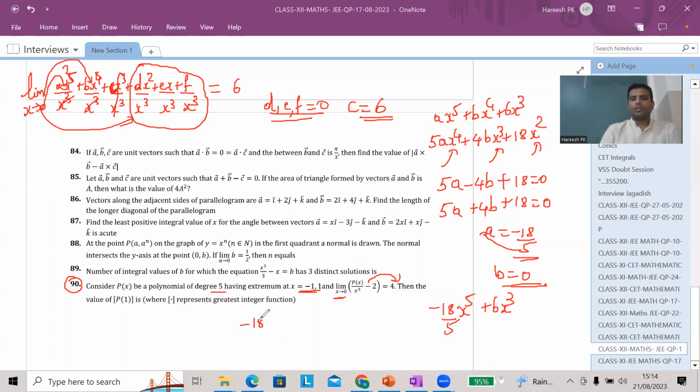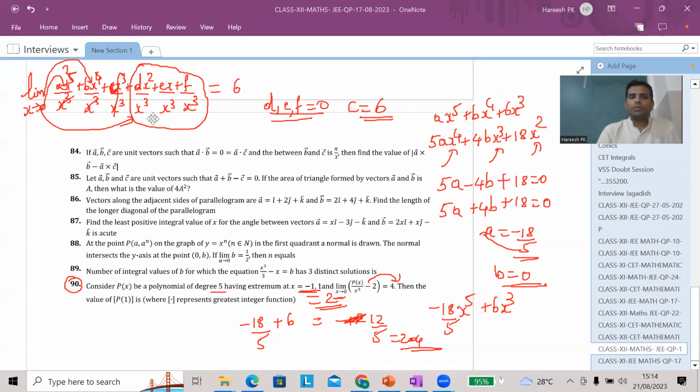Now they're asking what is the greatest integer of p of 1. So when I substitute x as 1, I'll get minus 18 by 5 plus 6, which is 30 minus 18, 12 by 5, which is 2.4. So the greatest integer of 2.4, the answer is 2. So that's how we solve the 90th question. Hope you have noted down.